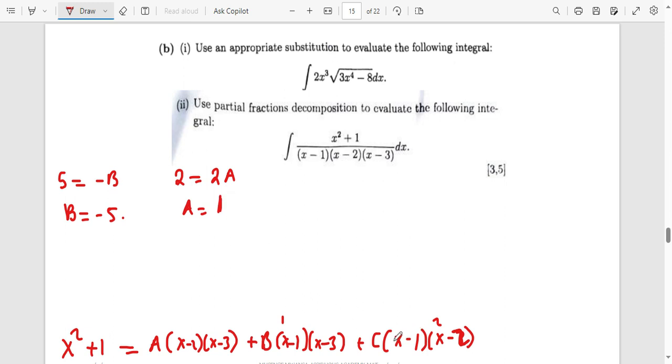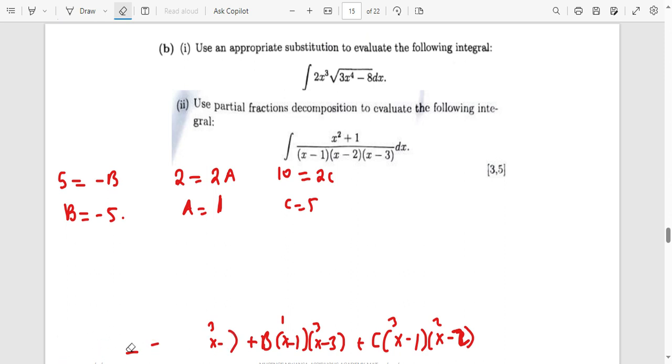And then I'll put where there is x with 3. Alright. 3 squared plus 1, that is going to give us a 10. And that will be equal to, if I put 3 here, 3 minus 3 is 0. If I put 3 here, 3 minus 3 is 0. So only c will remain. If I put here 3 minus 1 is a 2. 3 minus 2 is a 1. So 2 times c times 1, that will be 2c. Meaning that c is equal to 5.